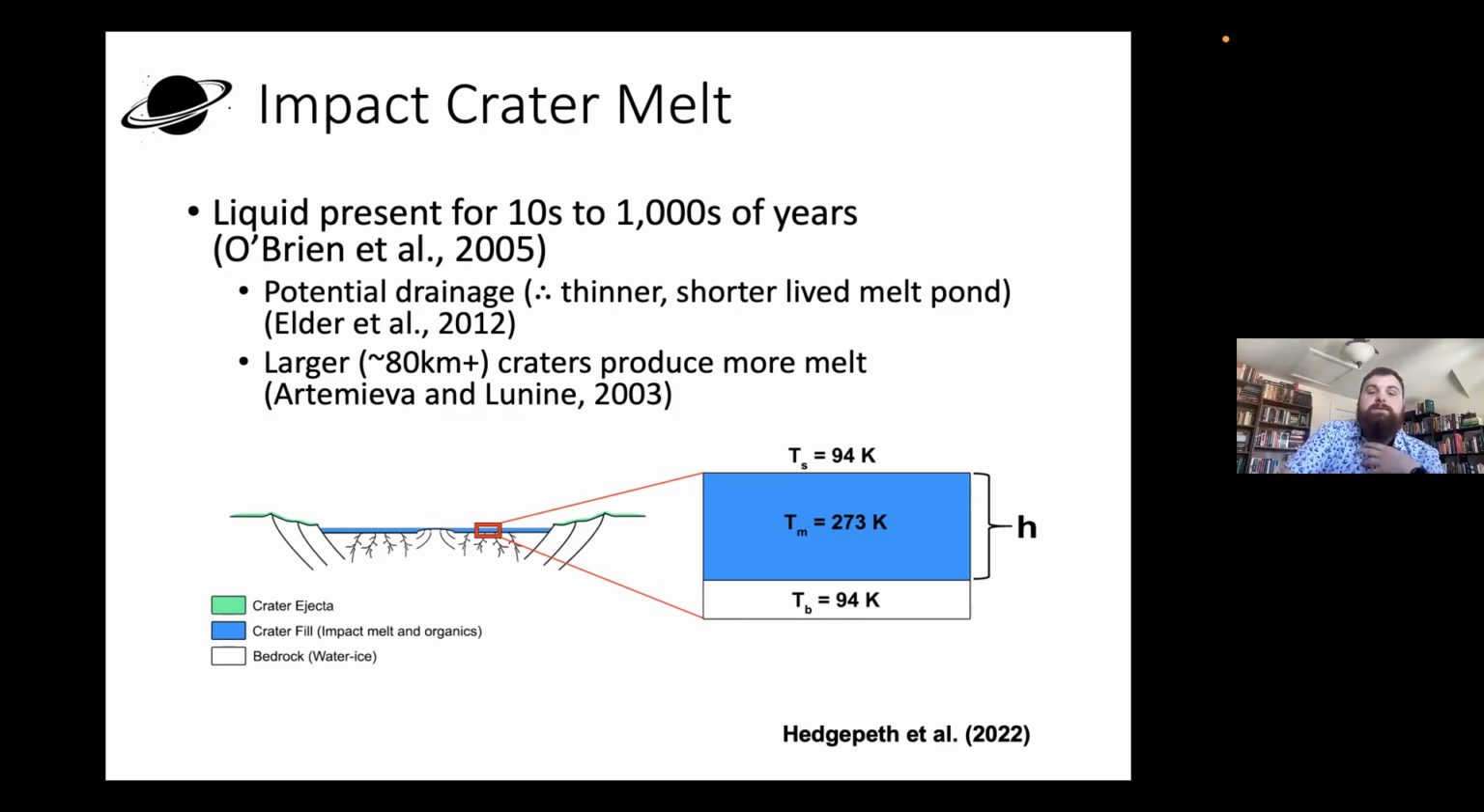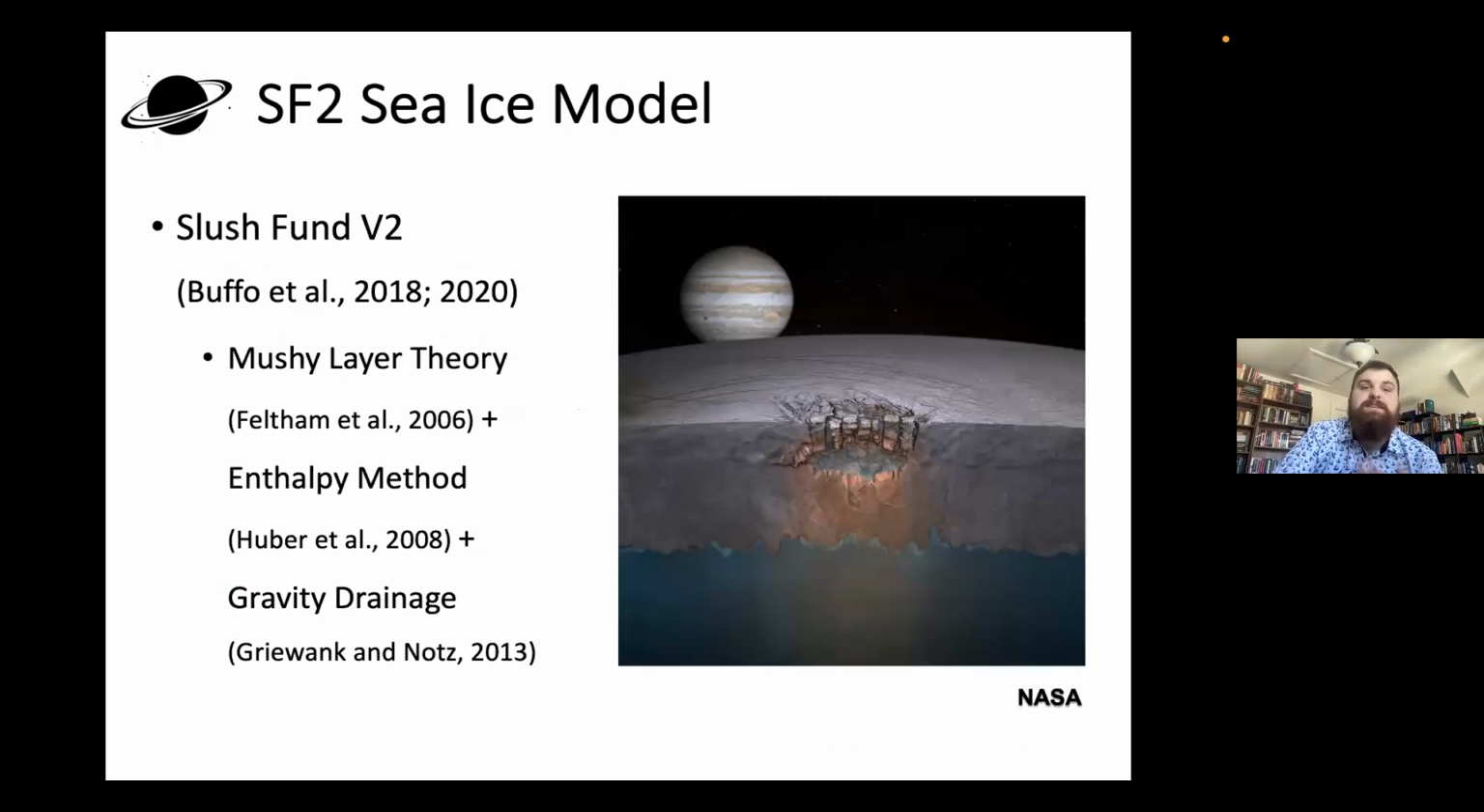So what we did here then is we basically tried to study this from a sea ice model perspective. The Slush Fund 2 model is basically a sea ice model that is a compendium of other different types of models that have been used to study sea ice on Earth. It was originally created using the mushy layer theory. This is specifically the idea that the region where ice and water, the ocean, is meeting with the ice, is going to be mushy.